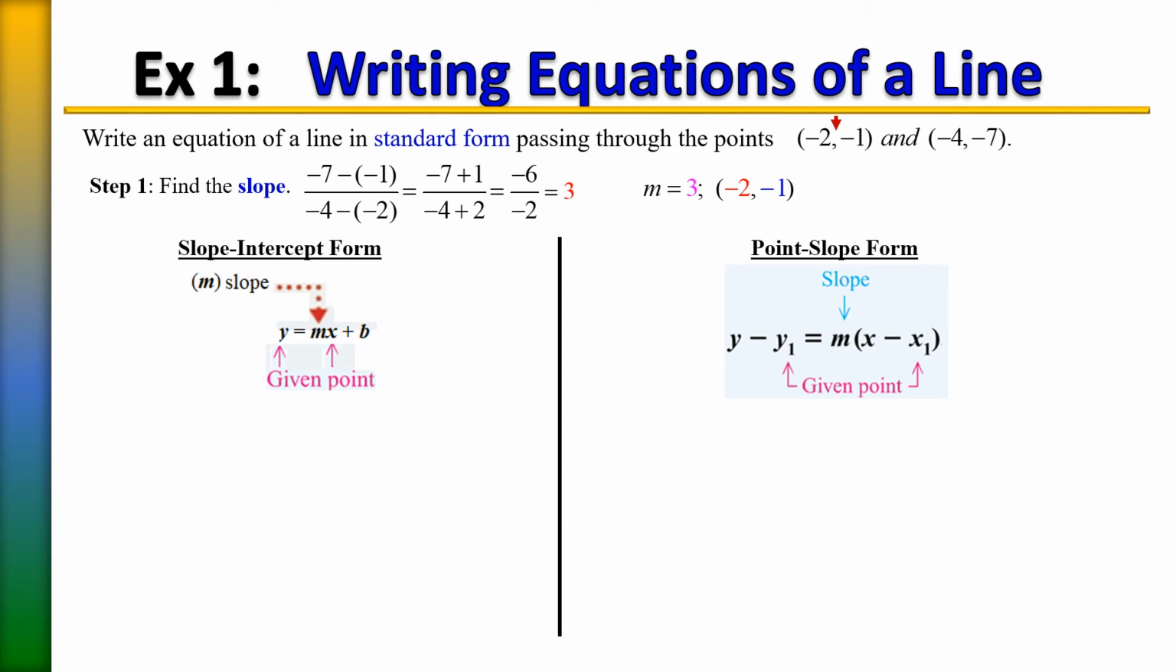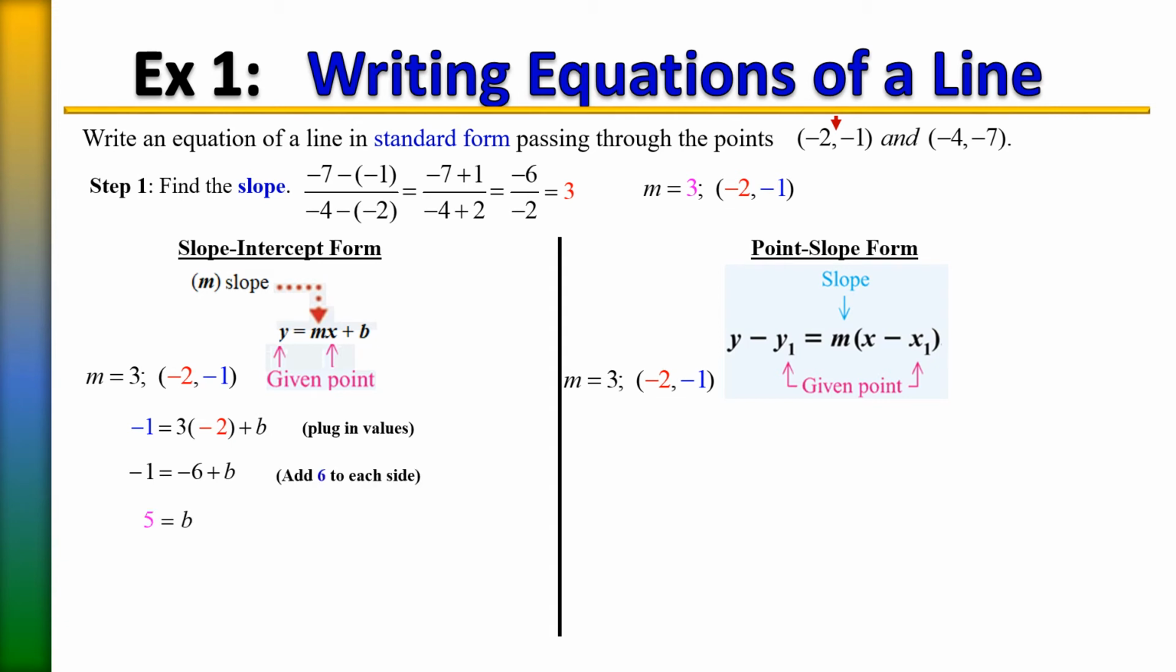And recall, when you're plugging values into the slope-intercept form, you won't know what b is. That is your job to find out what b is. So we're going to plug in those given values so that we can find out what b is. Let's go ahead and multiply. 3 times -2 is going to give me -6. One last step to getting b all by itself. Yes, we're going to add 6 to each side, and b equals 5.